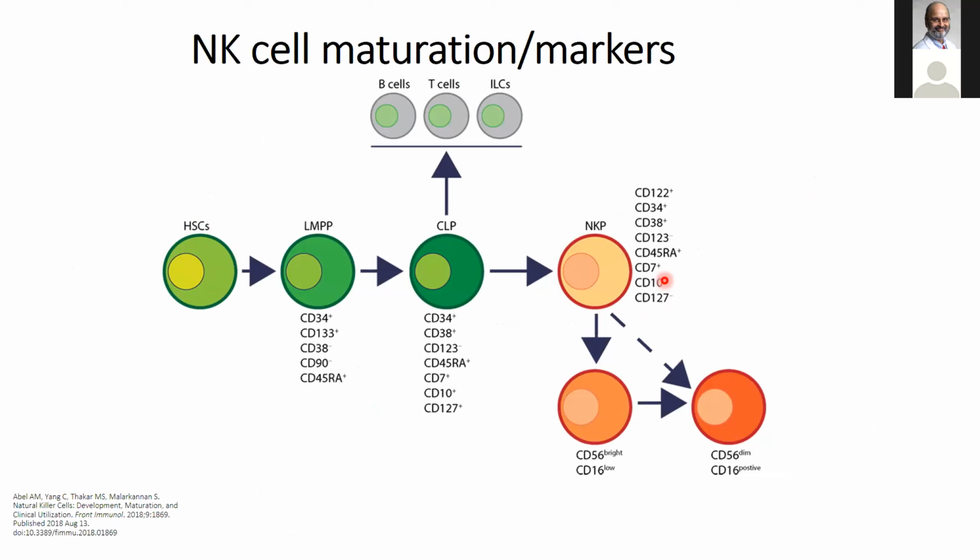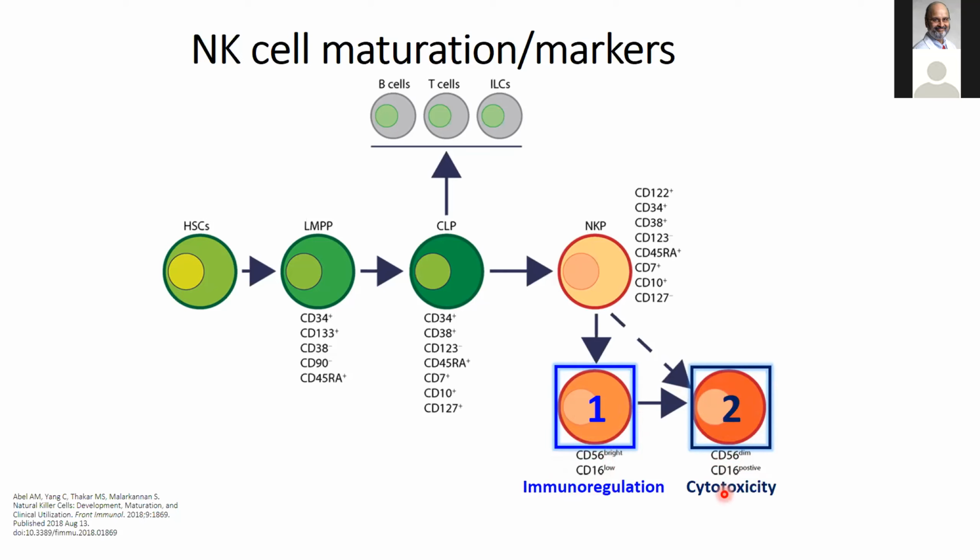And although there are a lot of subsets of functional NK cells in the body, we generally think of two when we're talking about hematopathology. The first one that we think about is the CD56 bright positive, CD16 low to negative subset of NK cells, and the second subset is CD56 dim positive and CD16 bright positive. The first subset is generally involved in immunoregulation, and the second subset is generally involved in cytotoxicity. And there's some thought that you get some maturation from this first subset into the second subset.